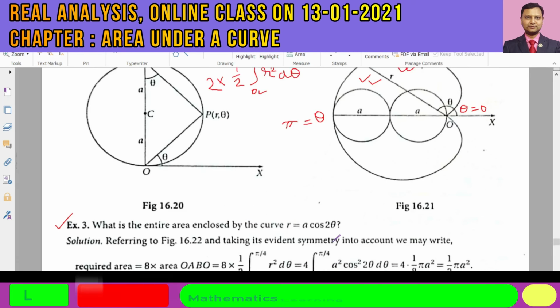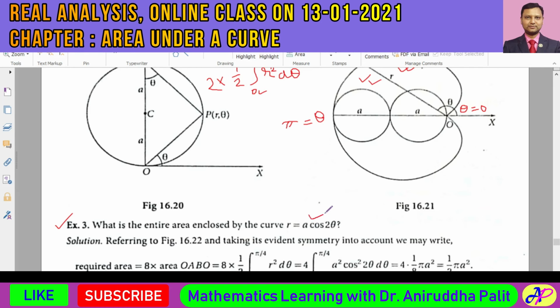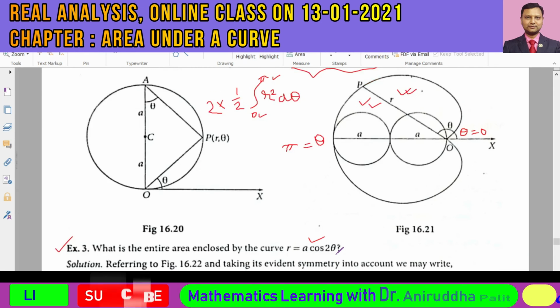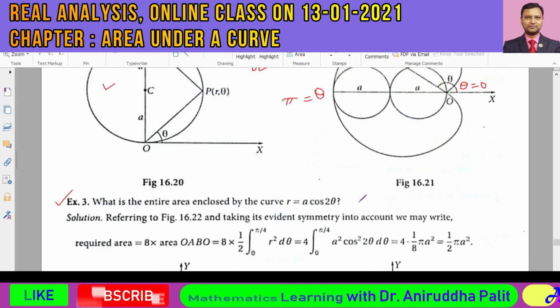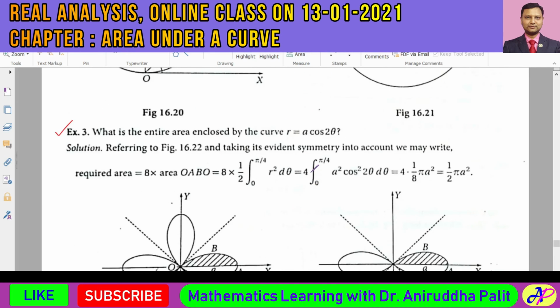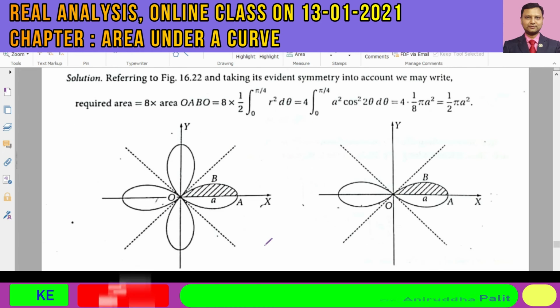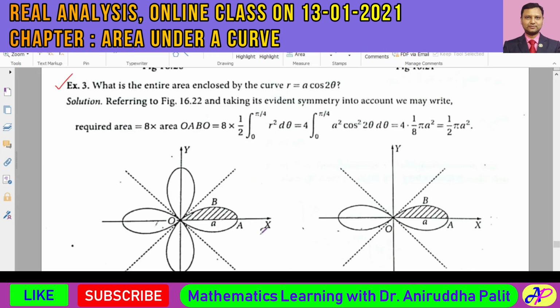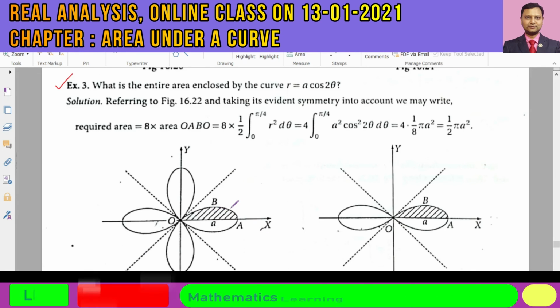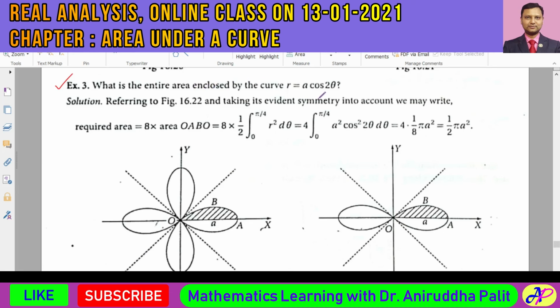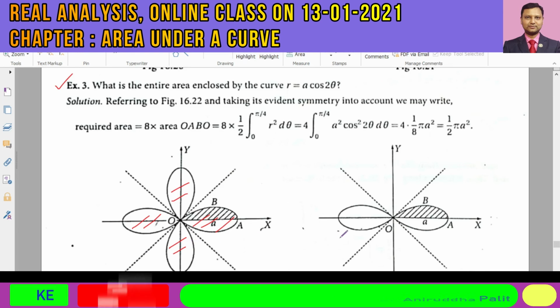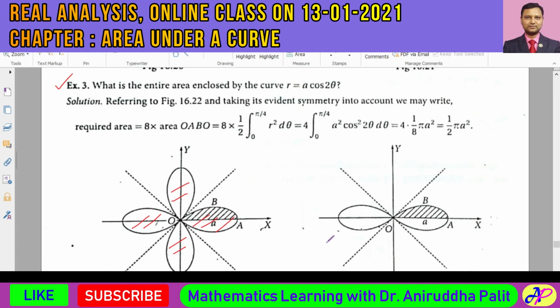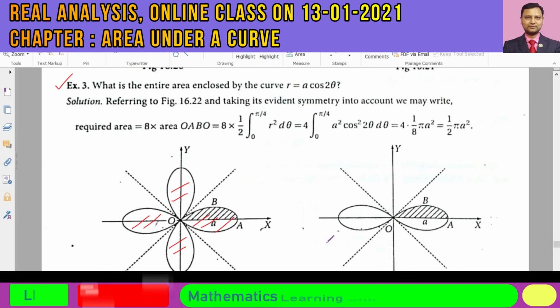You can also find out the area under this kind of curve, r is equal to a cos of twice theta. You can compute the curve, and that would be this kind of curve. Over here, in this kind of curve, you just need to compute the entire area enclosed by the curve. That means this area, then this much area, then this much area, and then this much area. These are called rose petals, the name of these curves.